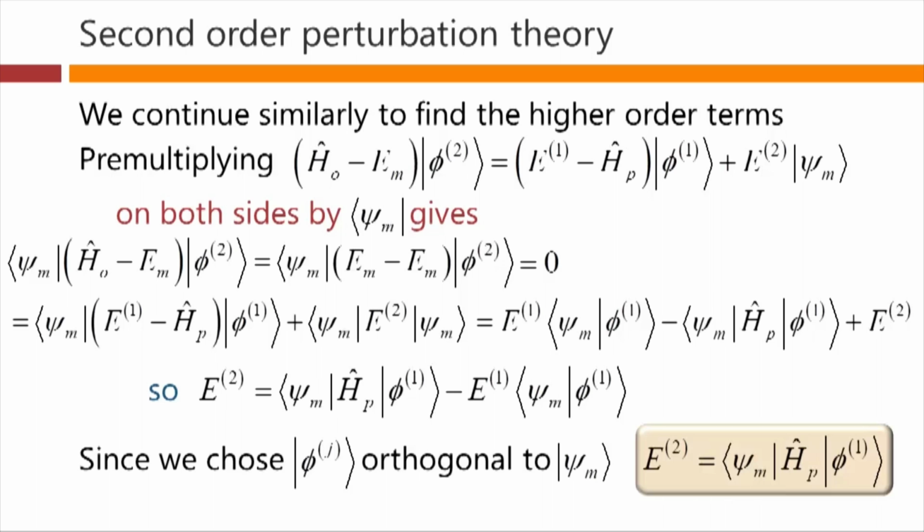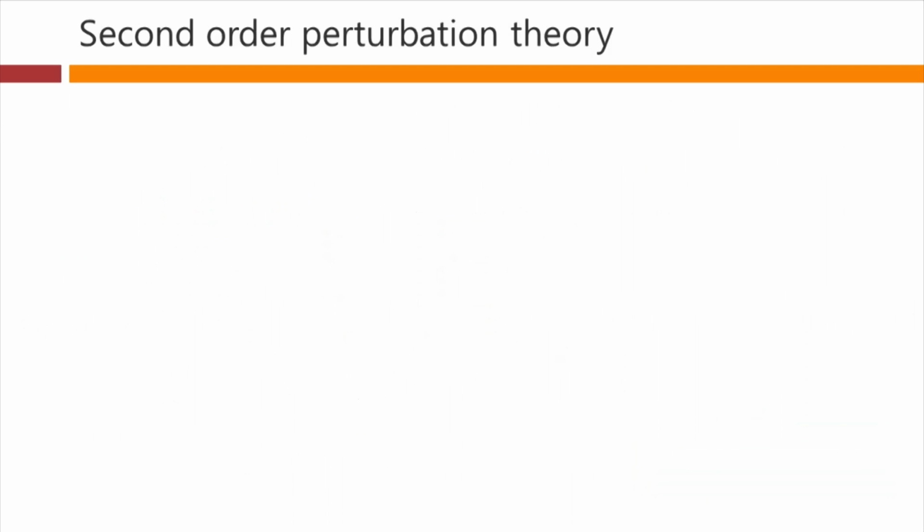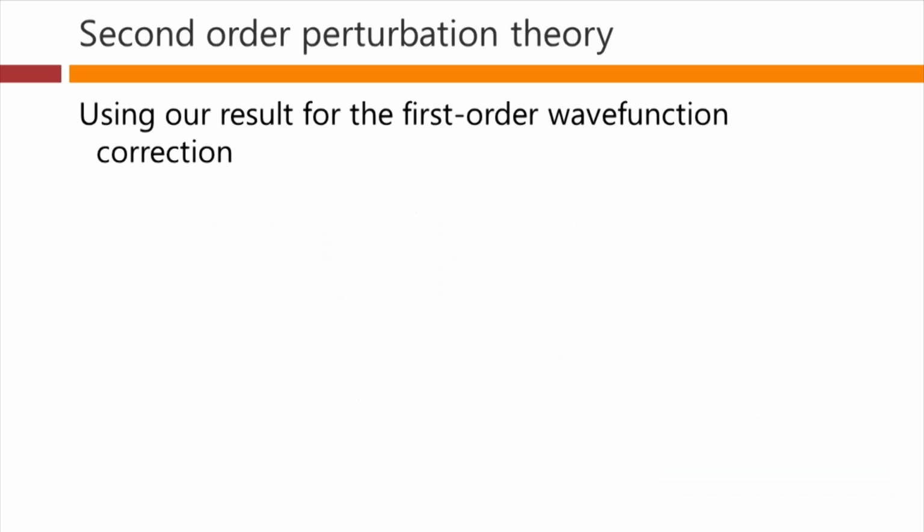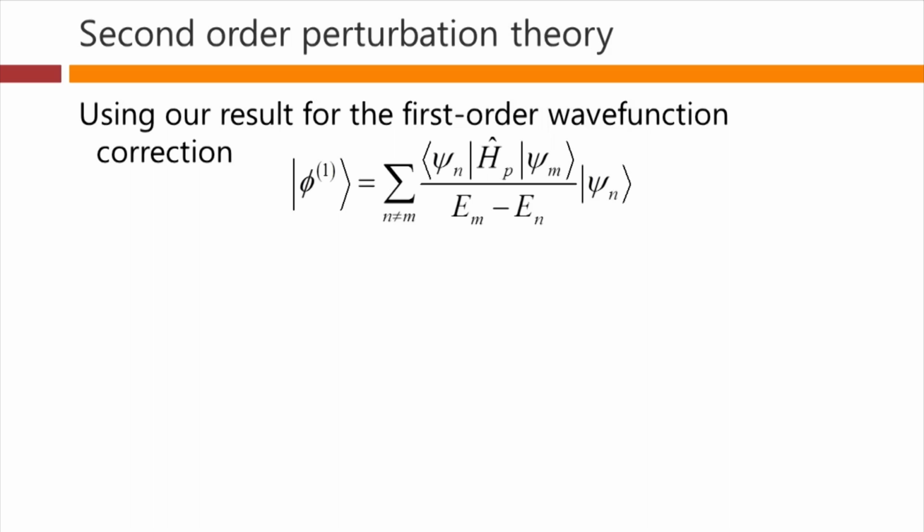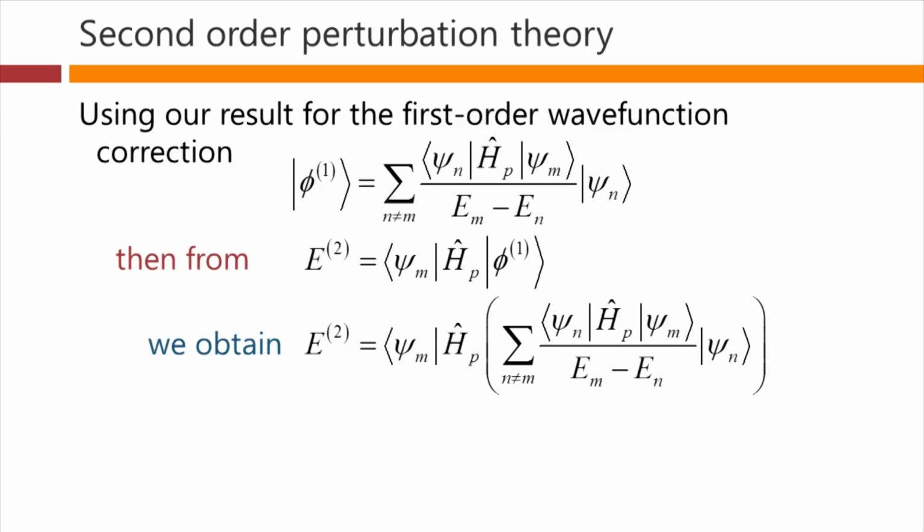And so, therefore, we're just left with these terms, that E2 is equal to <psi m|Hp|phi 1>. So you see, incidentally, that the second order energy correction depends upon the first order correction to the wave function. If we use the result for our first order wave function correction that we already figured out, which was this expression here, we can put that back in here if we want and obtain a more explicit expression for E2.